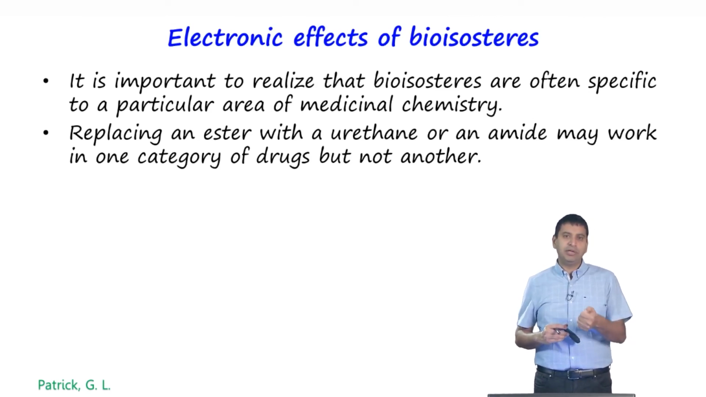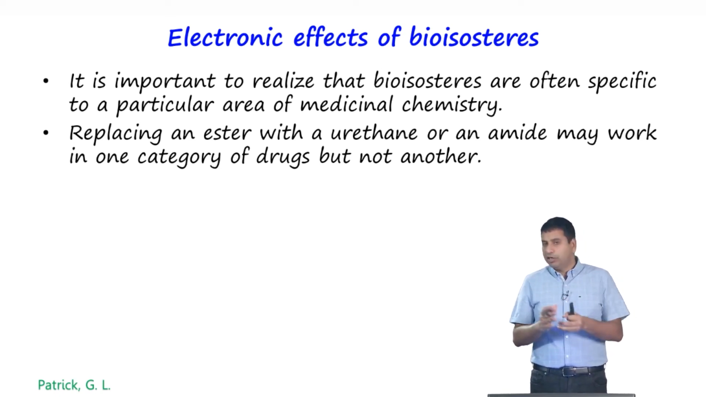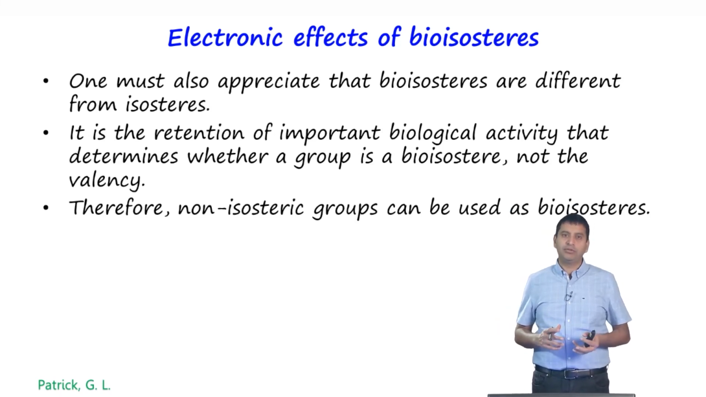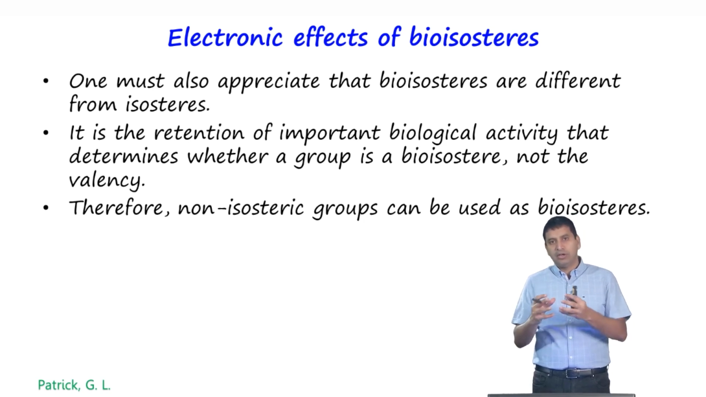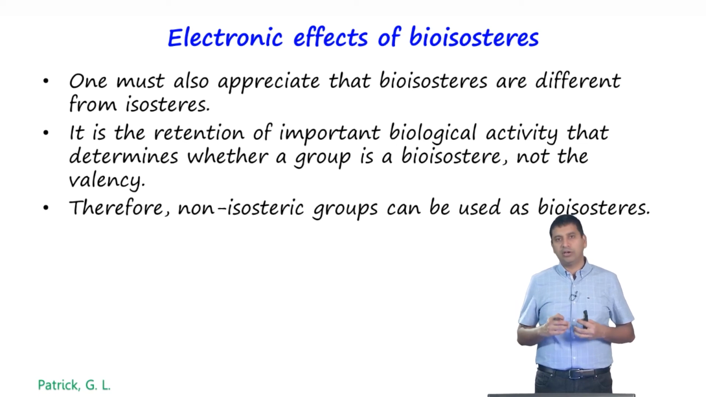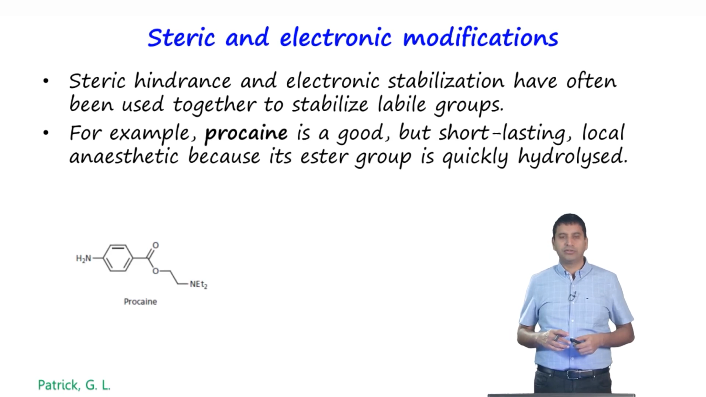So, for example, replacing an ester with a urethane or an amide may work in one category of drugs, but it may not work in another category. Also, one must appreciate that bioisosteres are different from isosteres. Because isosteres have the same valency, one could vary this property in a predictable manner. But in the case of bioisosteres, we do not particularly have this valency condition, and therefore, they can be varied based on other parameters. So, it is the retention of the important biological activity that determines whether a group is a bioisostere or not. So, non-isosteric groups can also be used as bioisosteres.